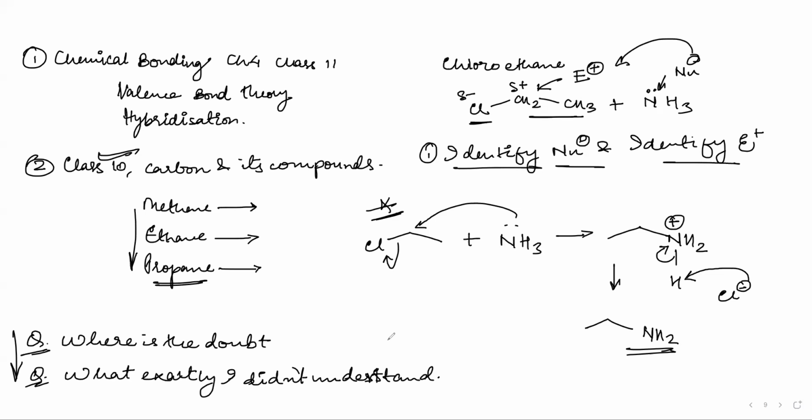If you have any doubt in identifying the nucleophile, then tell me, sir, I have doubt in identifying the nucleophile, how is it the nucleophile? If you have difficulty in identifying the electrophile, you will ask me, sir, I have difficulty in identifying the electrophile. So from now on, if you have any doubt, you ask yourself these two questions: where is the doubt, and what exactly did I not understand? Many times it happens that you are just seeing a screen and things are coming ahead, and you go blank for a moment. Then you can say, sir, I went blank for a moment, can you please explain that again?